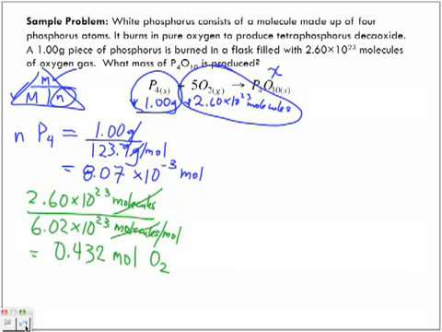Now we have the number of moles of my reactants. So what we're going to do is, my unknown is going to be one of my products. But we only have one product. So we just list that. We put that. So we create our list.